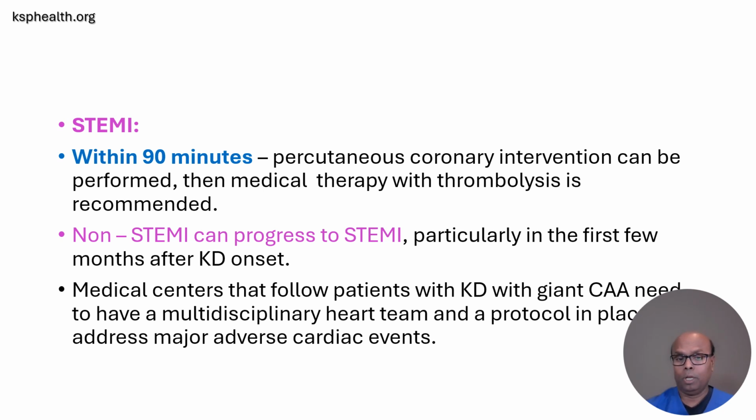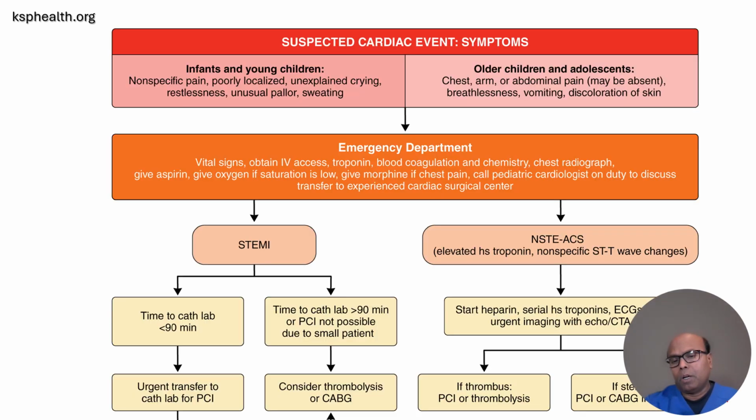Medical centers that follow patients with Kawasaki disease with giant aneurysm need to have a multidisciplinary heart team and protocol in place to address major adverse cardiac events. When the patient presents with a suspected cardiac event, in infants and children, look for non-specific, poorly localized pain, unexplained crying, restlessness, unusual pallor, and sweating; in older children and adolescents, chest, arm, and abdominal pain, breathlessness, vomiting, and discoloration of skin. In the emergency department, get the vital signs, obtain IV access, troponin, blood coagulation, and chemistry, and get a chest radiograph. Go ahead and give aspirin, give oxygen if saturation is low, give morphine if there is chest pain, and call the cardiologist on duty to discuss transferring the patient to an experienced cardiac surgical center.